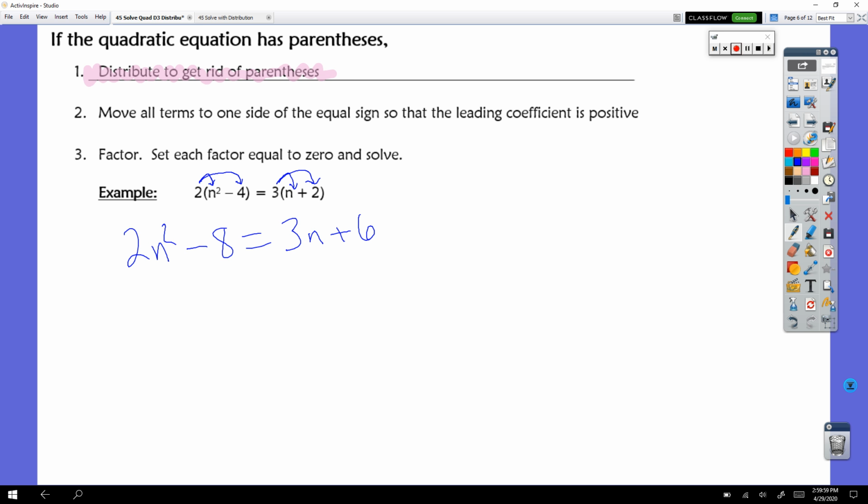Now I'm going to set my equation equal to 0, and I need to pay attention to which term has the greatest exponent and make sure that its coefficient is a positive. So I'm looking over and I'm seeing the biggest exponent is a 2, and the coefficient of that term is a positive 2. So I need to move things from the right over to the left. So I'm going to subtract 3n, and I'm going to subtract 6.